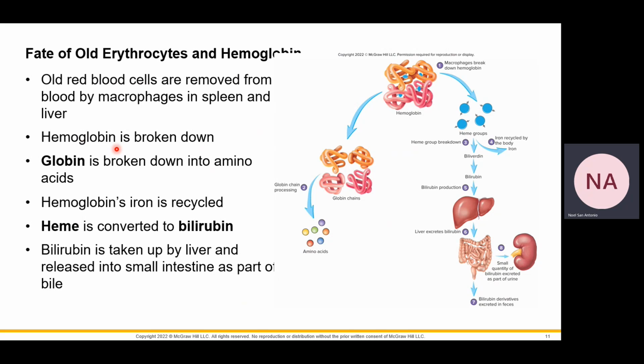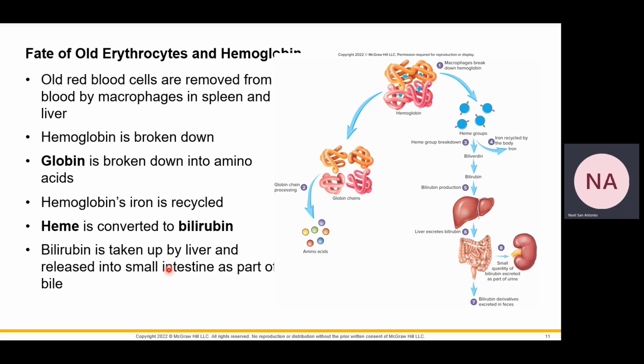Hemoglobin is broken down. Yung globin is broken down into amino acids, while yung hemoglobin's iron, yung heme component, is recycled. Paano nire-recycle yung heme? The heme is converted into bilirubin. Yung heme again is converted into bilirubin, while bilirubin is taken up by the liver and released into the small intestine as part of bile.